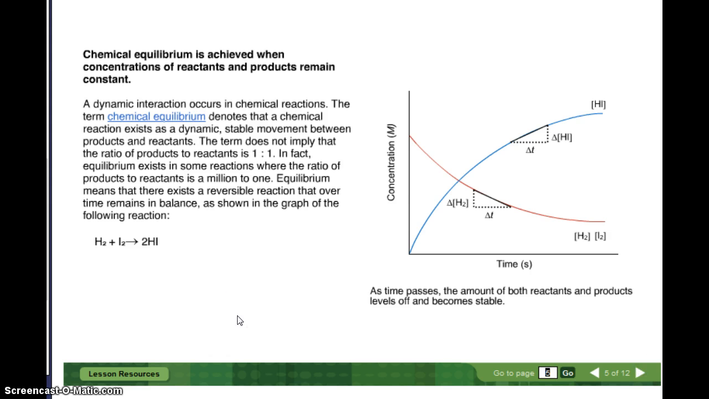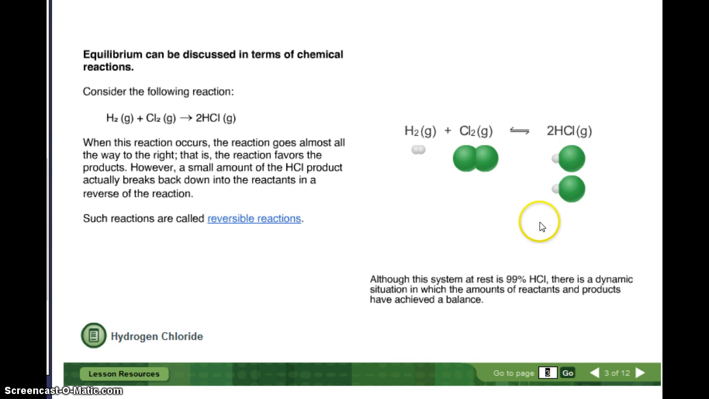Chemical equilibrium is achieved when concentrations of reactants and products remain constant. Okay, so remember how I said that at any time, 99% of what's in the beaker is HCl and 1% is the H2 and the Cl2? That's what they mean by it's at equilibrium. It's kind of like it's hit this point where it's balanced, everybody's happy, even though things are still converting back and forth. We know that at any point we should have basically 99% of the product.